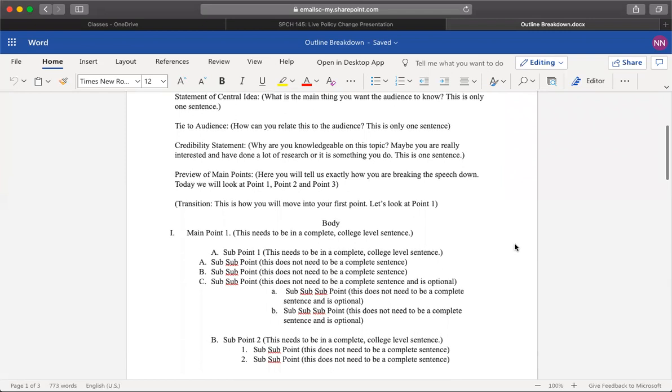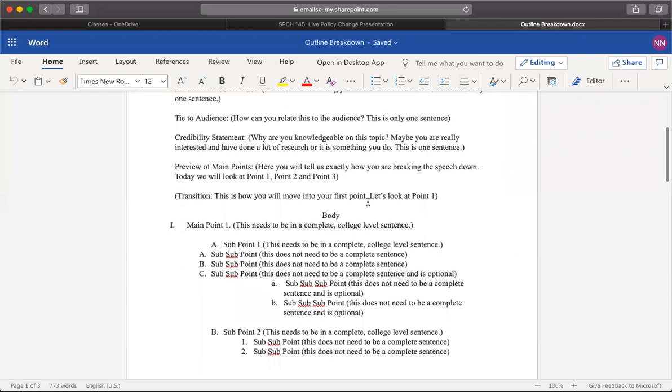When you are recording or writing this outline, it needs to be a complete college level sentence. What I mean by that is if my daughter who is in 2nd grade could write your sentence, you might need to put a little more effort into it. So "I like cats" is probably not going to be a very strong college level sentence main point. Again, this is just one sentence.